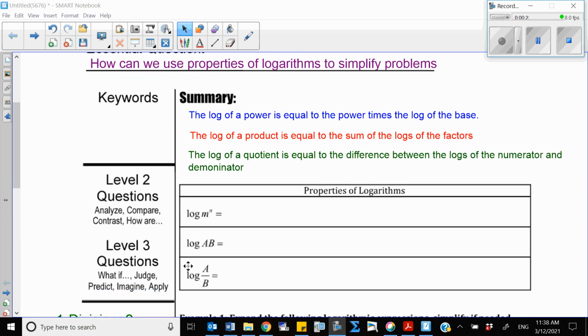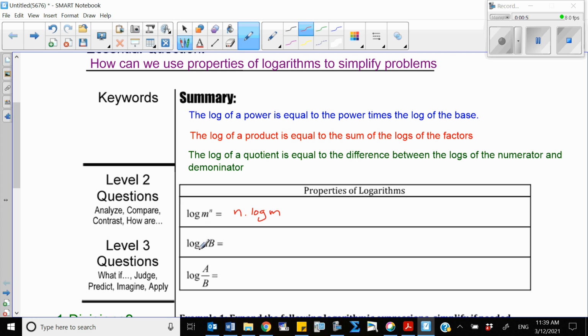So here we have a list of properties that we have for logarithms. The first one is log of m to the power of n. This is when we have log of a power. In this case, in order to simplify, we can change it to the power times the log of the base. So this can be written as the power, which is n, times the log of the base. And the base is m here. So log of m to the power of n can be written as n times log of m.